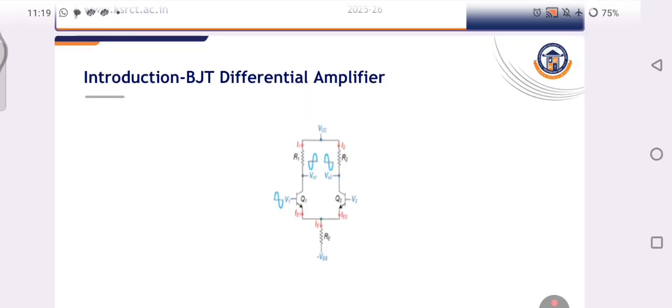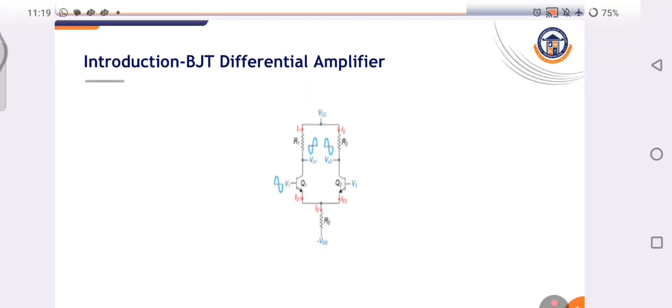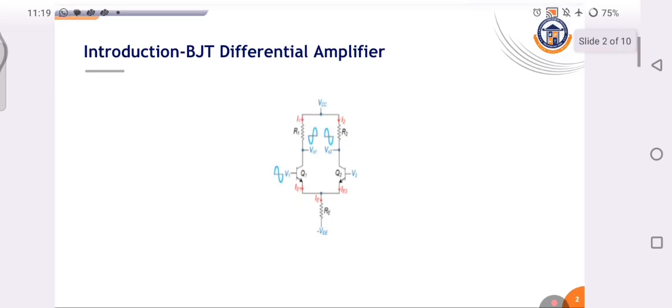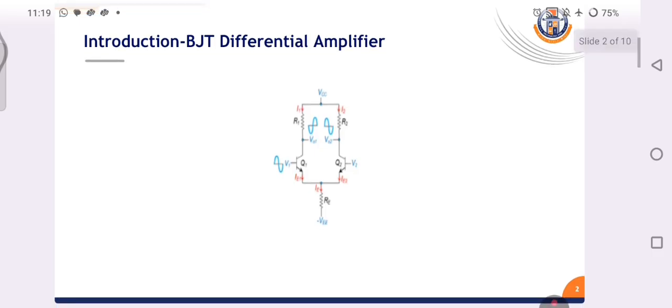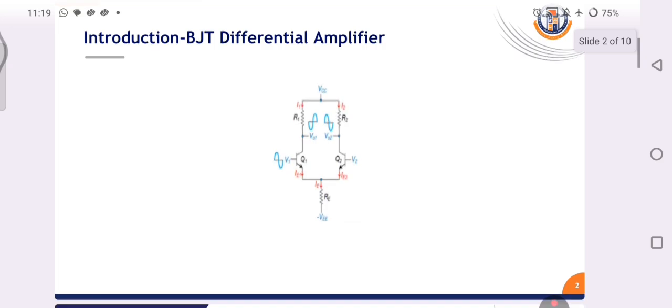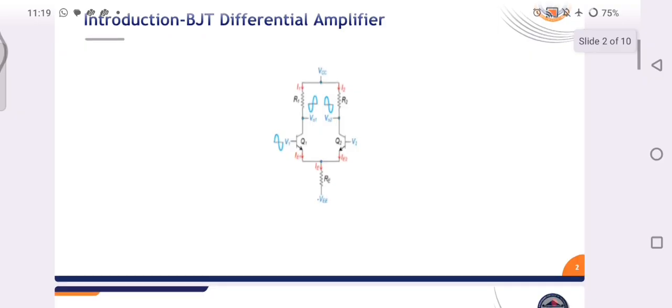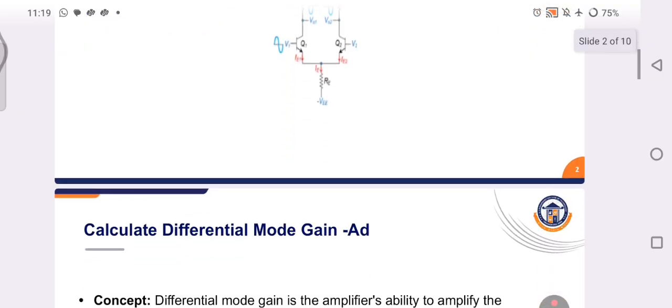This is the block diagram of a BJT differential amplifier. A differential amplifier is an electronic circuit that amplifies the difference between the two input signals while rejecting any signal that is common to both inputs. Because of this property, differential amplifiers are widely used in operational amplifiers, instrumentation amplifiers and communication systems where noise rejection is important.